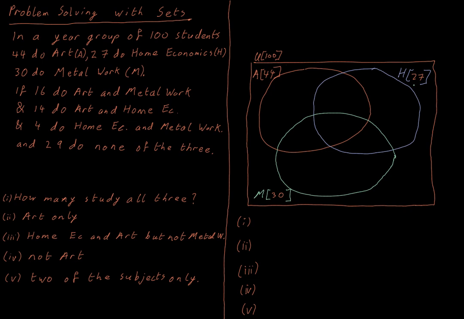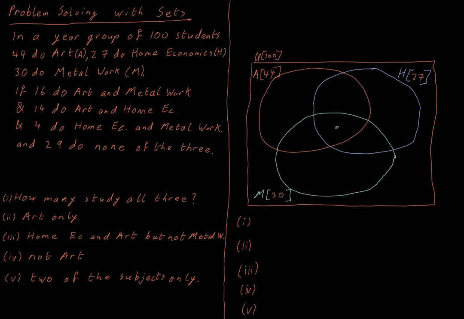I now have the overall sizes of my groups. There are 30 people in total in the green circle. There are 44 people in total in the orange or red circle. And there are 27 people in total in the blue circle, in the home economics circle. Now, whenever I'm filling in a Venn diagram, I know that I'm always going to start in the center and work my way out to the edges. We always start in the center and out to the edges.